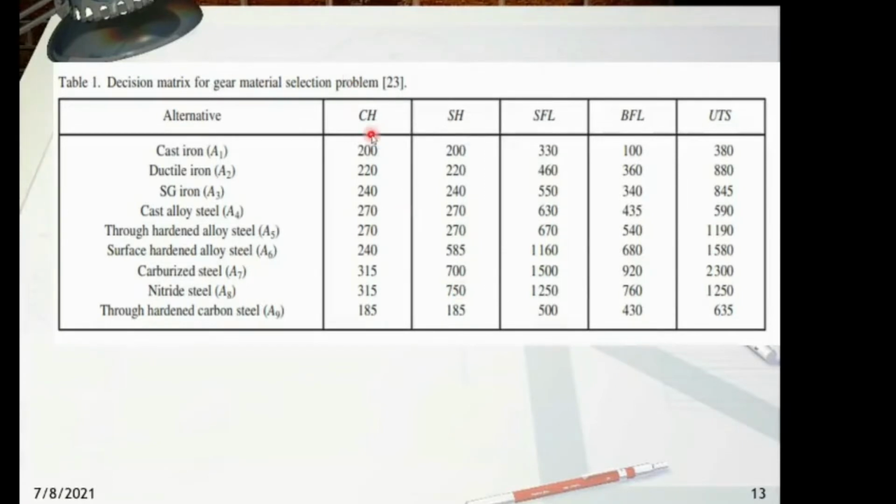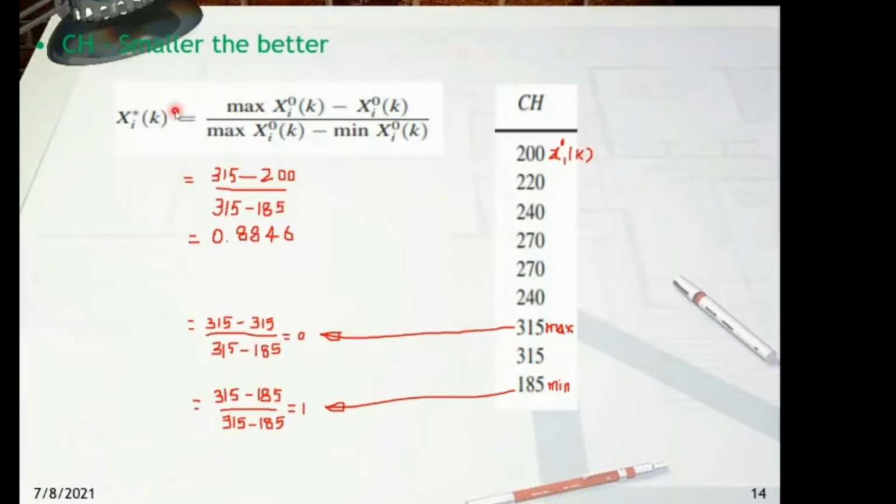So first we are going for the core hardness, right? And here the strategy we will apply is the lower the better, the smaller the better. The smaller the better is 185. Then we use the equation. For the smaller the better, I told you there are three equations. We are using the first equation: the maximum value minus the particular value, and the denominator is maximum minus minimum. So these are the values for the different materials. This is for A1, the first material, up to the 9th material.